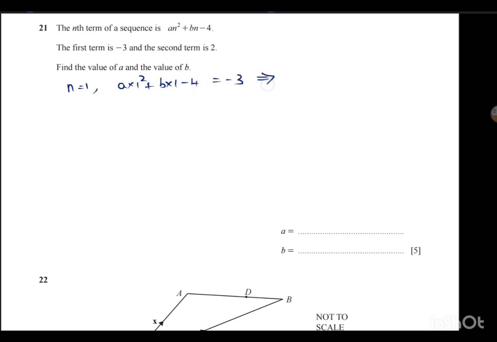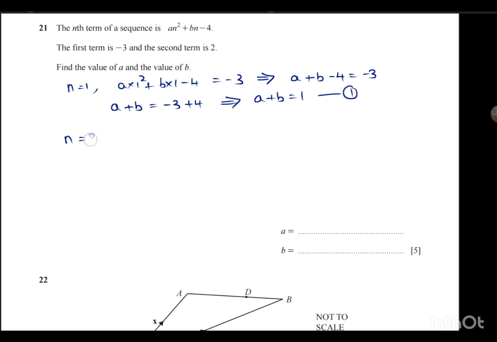Simplify it, a into 1 square is a, b into 1 is b, minus 4 is equal to minus 3. Bring minus 4 to the right hand side, you get minus 3 plus 4. a plus b is minus 3 plus 4. So a plus b will be finally 1. So this is equation 1.